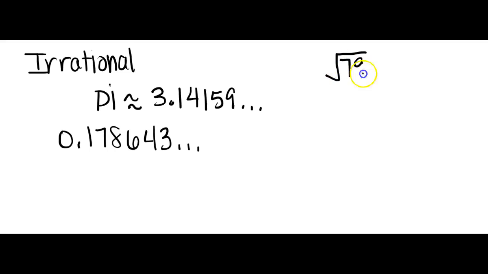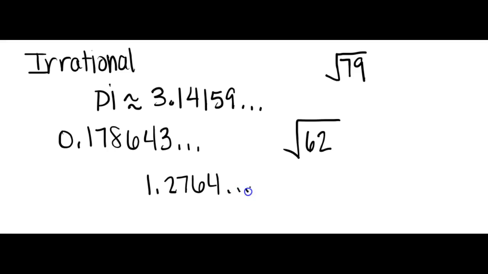Square root of 79 is a non-perfect square. It is irrational. Square root of 62 is irrational. It's a non-perfect square. And if we could actually calculate them to their final decimal, it would go on for a very, very long time. So we just consider them irrational. 1.2764, dot, dot, dot. Again, irrational. It is a non-ending, non-repeating decimal. So those are really the two main differences between rational and irrational. There's nothing else to it.